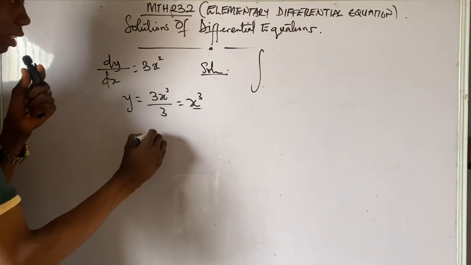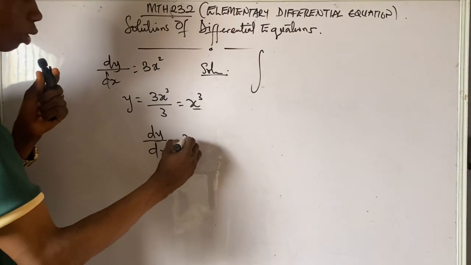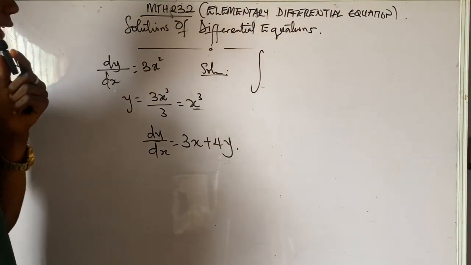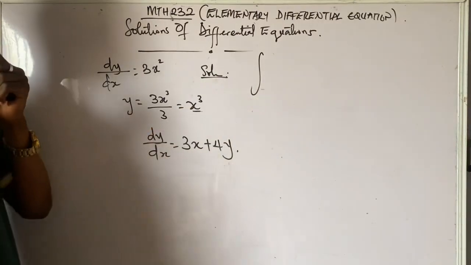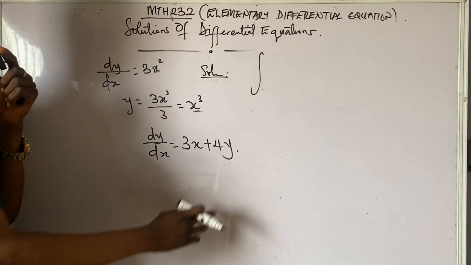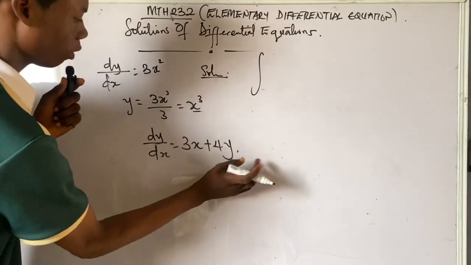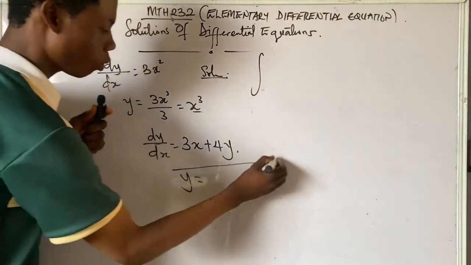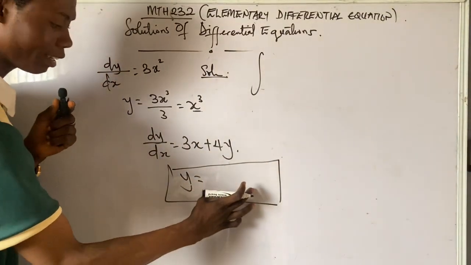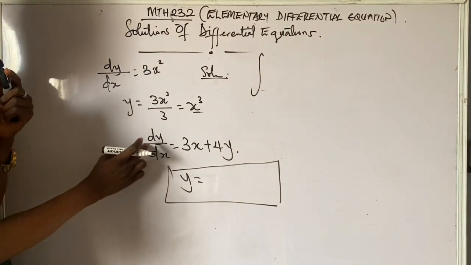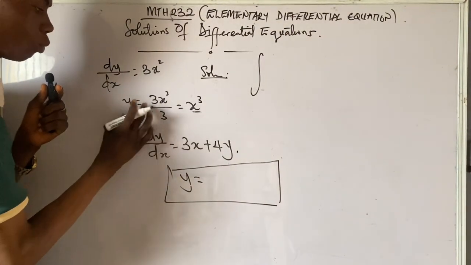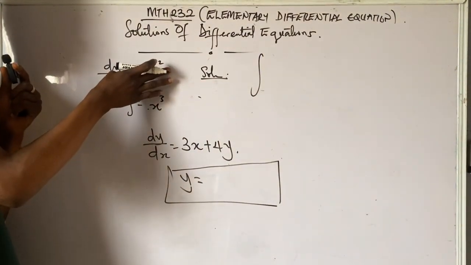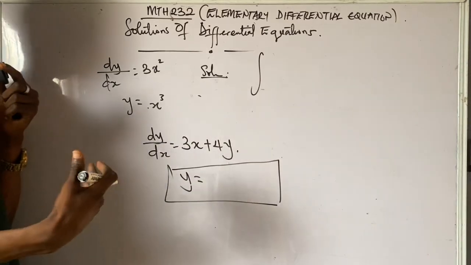Now let's assume I have dy/dx equal to 3x plus 4y. This is not that simple. You have to use the linear ordinary differential equation method to solve this. Solving it, we arrive at y equals something. That y equals something tells us that it is the solution of this equation. Likewise, y equals x cubed, that is the final answer, is the solution to this differential equation.